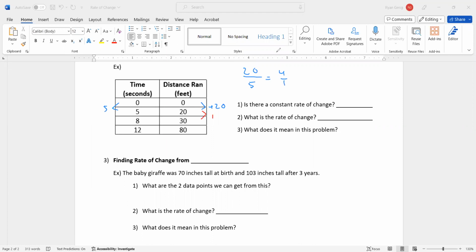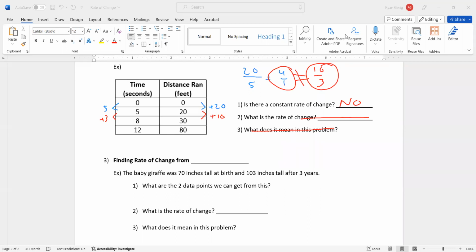Let's look at the second one. From 20 to 30 is up 10. From 5 to 8 is up 3. So 10 over 3 cannot be reduced. Therefore, those are not equal, and I do not have a constant rate of change. What does that mean? Well, I can't answer number 2 and I can't answer number 3 because there is no constant rate of change. It's not a line. Okay. All right, almost done.